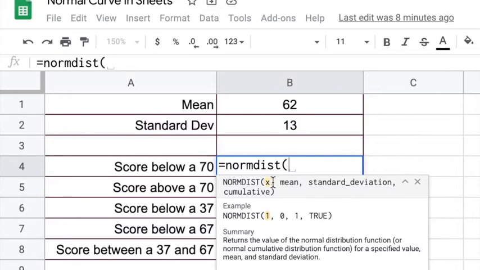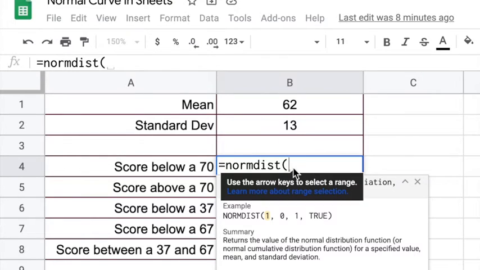It tells you that the first number has to be the value you're interested in. The second one has to be your mean. The third one has to be the standard deviation. And the cumulative, you're going to put 1. And what 1 means is just, it means to the left. But none of the numbers mean to the right, so just use 1 as the end.